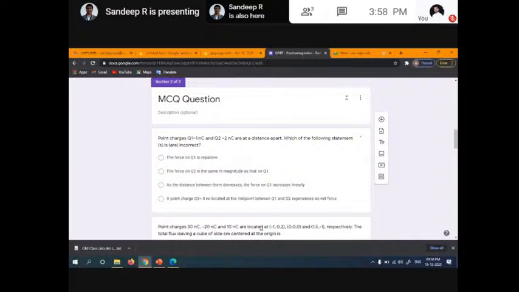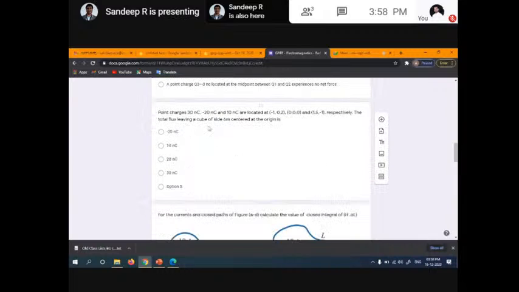A point charge Q3 is equal to minus 3 nanocoulomb located at the midpoint between Q1 and Q2 experiences no net force. No, definitely not. Definitely experience some force, and we have to do the calculations. So that is why the fourth point is also incorrect. So these are the two statements which are incorrect. Okay. Next, a point charge 30 nanocoulomb, minus 20 nanocoulomb, and 10 nanocoulomb are located at minus 102.